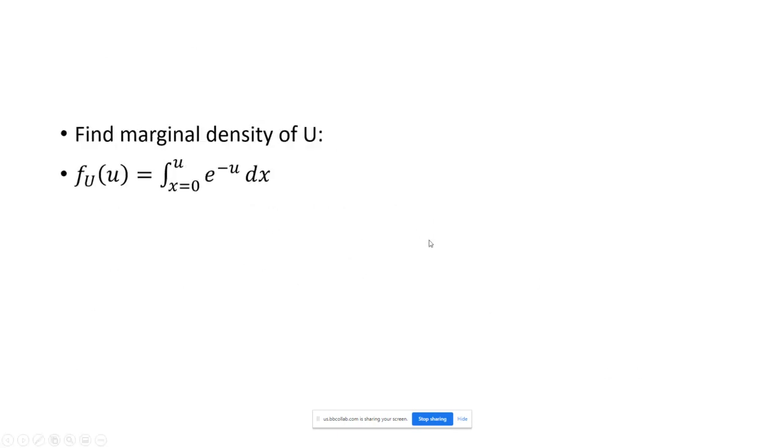And finally, now to find the marginal density of just u, we want to take the integral of the joint density of u and x over all possible values of x. And x had 0 as a lower bound, and that was given to us initially in the problem. And we had the restriction that u was greater than or equal to x. So that means that the upper bound for x is u.